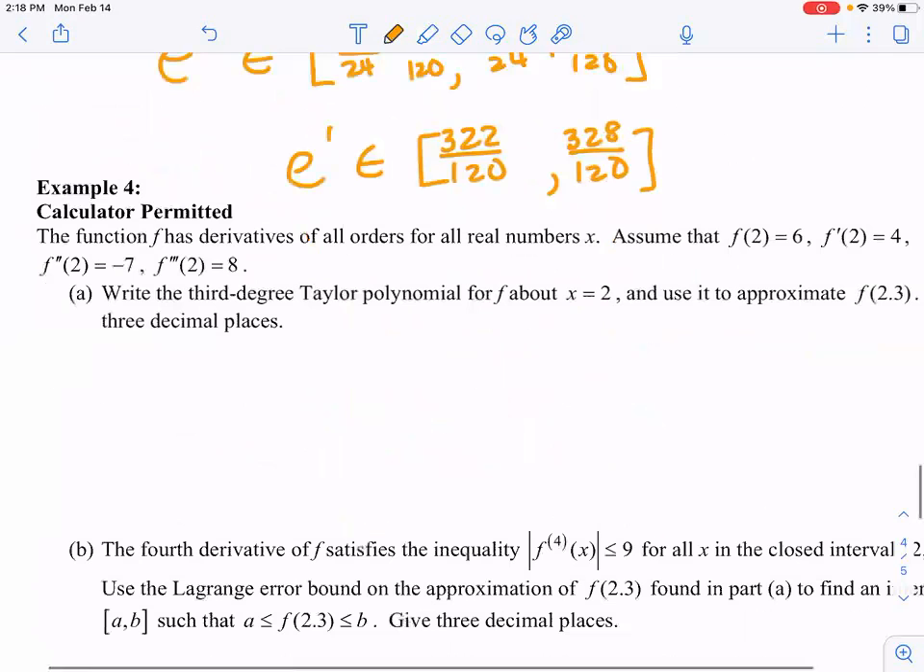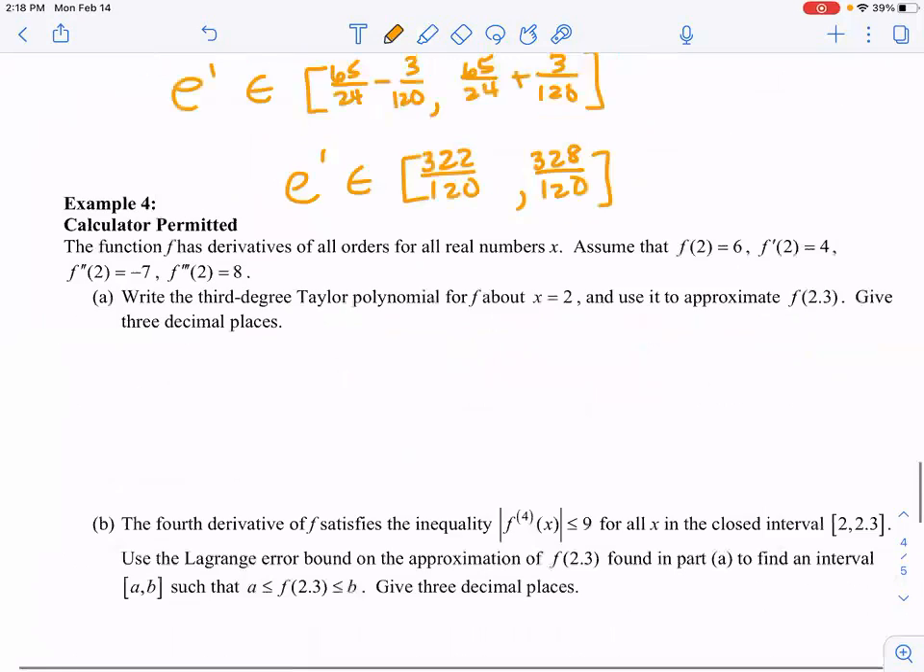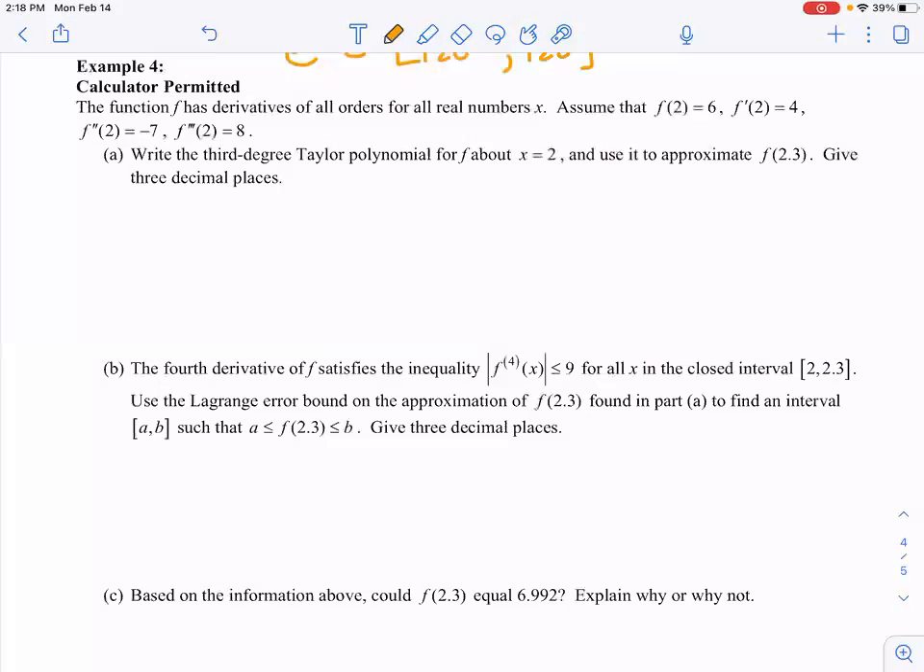All right. Example 4. Calculator permitted. And then I have a worksheet for you for homework. Okay. The function has derivatives of all orders of real number x. Assume that f of 2 is 6, f prime of 2 is 4, f double prime of 2 is -7, and f triple prime of 2 is 8. Write the third degree polynomial for f about x equals 2 and use it to approximate f of 2.3.